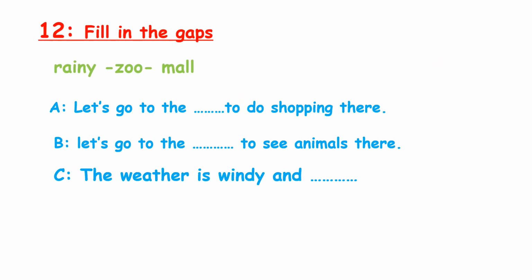Fill in the spaces: rainy, zoo, mall. Let's go to the blank to do shopping at the shopping center. Yes, let's go to the mall. Very good. Number 2, let's go to the blank to see animals. Let's go to the zoo to see animals. Very good. Number 3, the weather is windy and rainy.